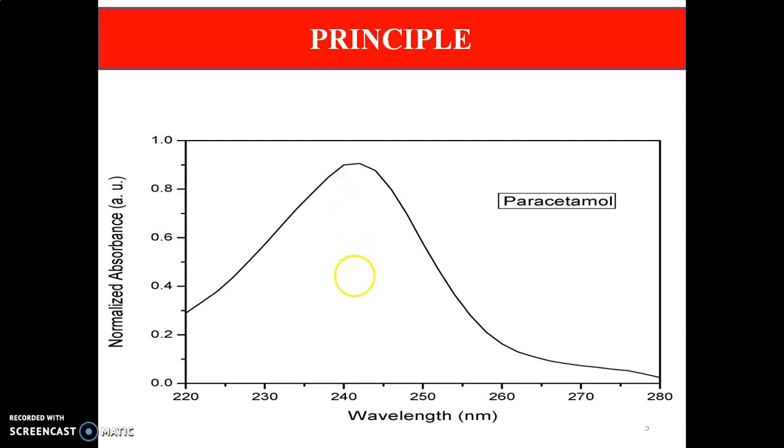The basic principle of UV visible spectroscopy is based on the absorption of UV light or visible light by chemical compounds, which results in the production of distinct spectra. Spectroscopy is based on the interaction between light and matter. When the matter absorbs the light, it undergoes excitation and de-excitation, resulting in the production of spectra.